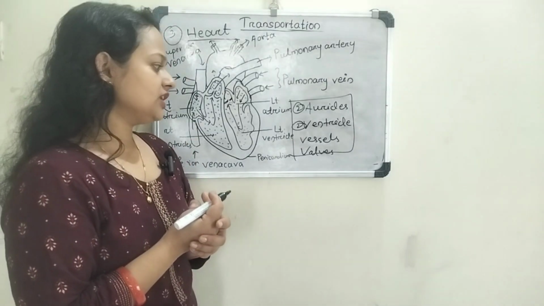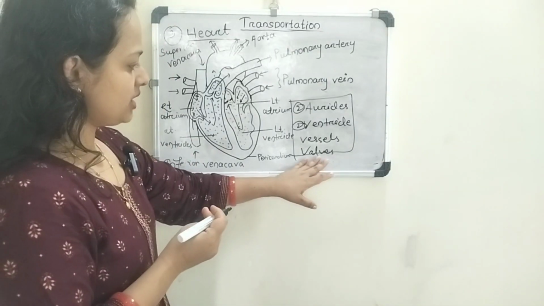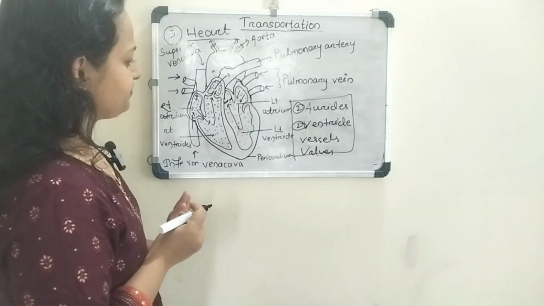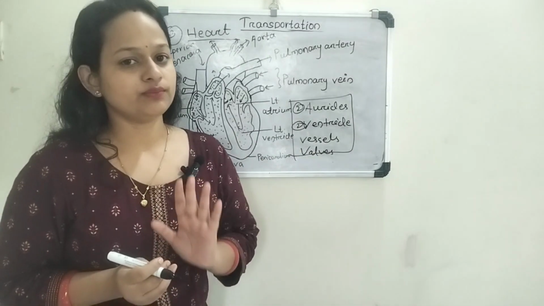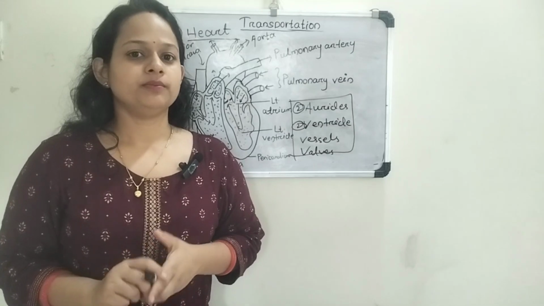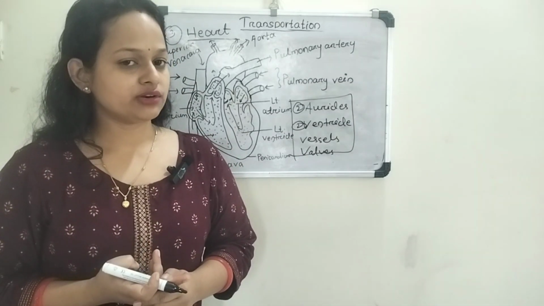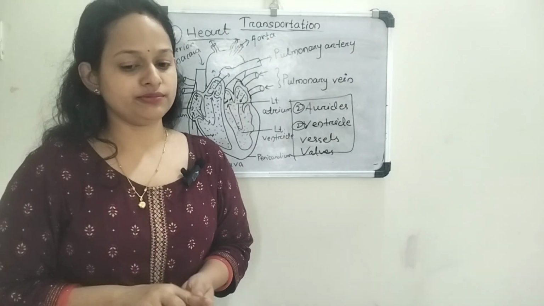Then we come to the valves. There are four types of valves present: the bicuspid valve, tricuspid valve, aortic semilunar valve, and pulmonary semilunar valve.